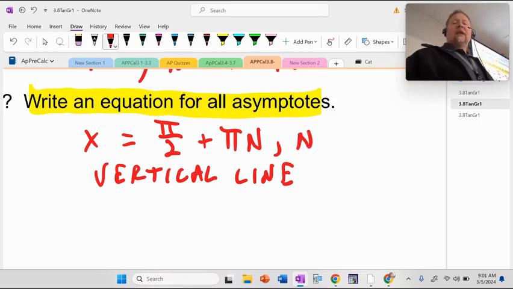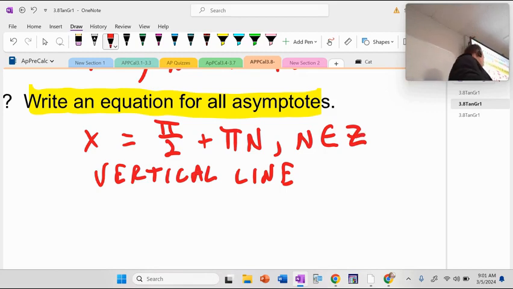But then after that, let's get fancy and write n is an element of Z. What does that mean? N is an element of what subset of numbers? Starts with an I. Integers. If I plug in 0, I get x equals pi over 2. If I plug in 1, I get 3 pi over 2. Look at your graph. That's where one of the asymptotes is. I plug in negative 1 for n, I get negative pi over 2. Look at your graph. That's where one of the asymptotes is.